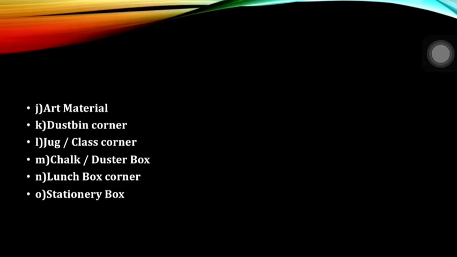Now, apart from these things, what else are we supposed to tag? Art material, dustbin corner, jug and glass corner, which by the way is not required these days since almost every student is bringing their own water bottle. But in case you have any jug or glass in your classroom, you have to tag it. Chalk and duster box needs to be tagged as well. But if you have a board marker, you can put the board marker and duster in a box and that box needs to be tagged.